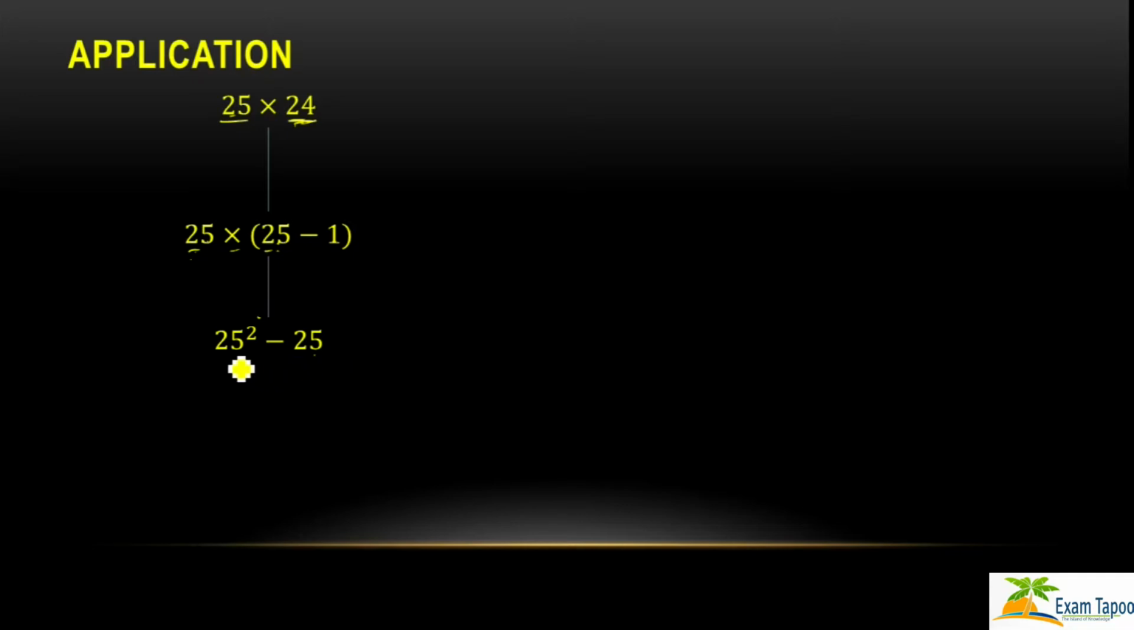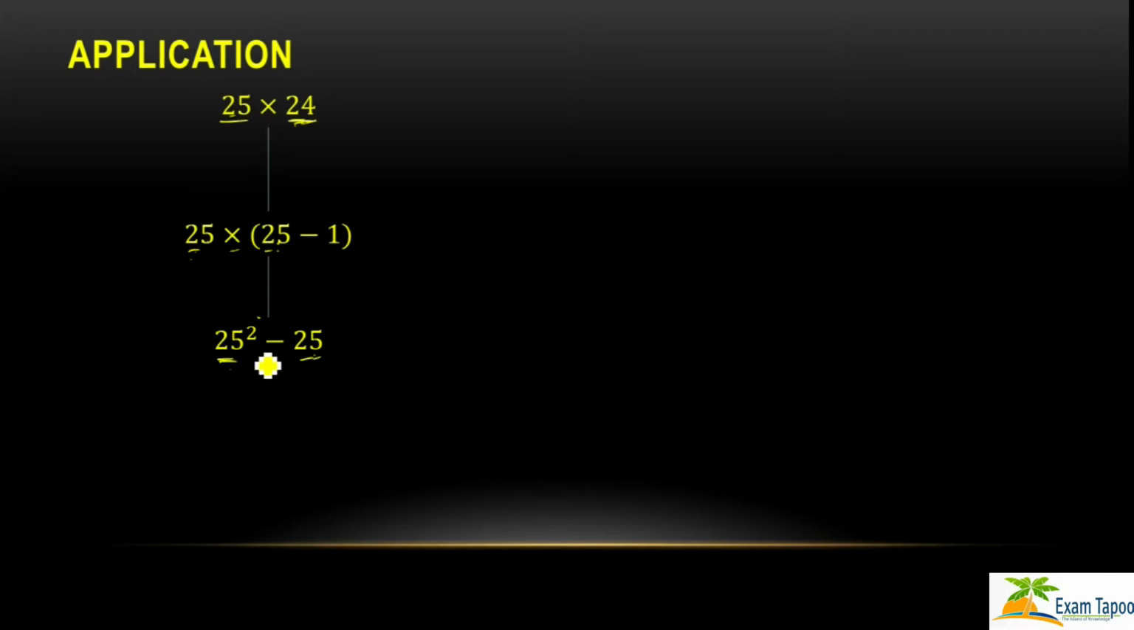Now I can again see that instead of calculating 25 times 24, what I can do is calculate the square of 25 and subtract 25 from it to get the result as 25 times 24. Okay, and let me repeat what I have said. If I want to calculate 25 times 24, the better way is to calculate the square of 25 and subtract 25 out of it.